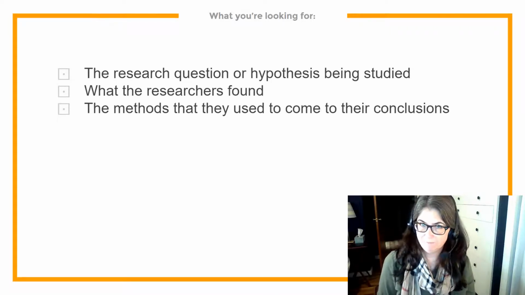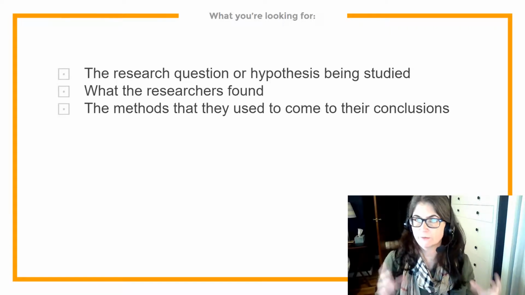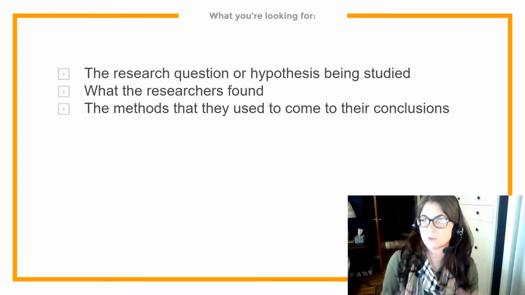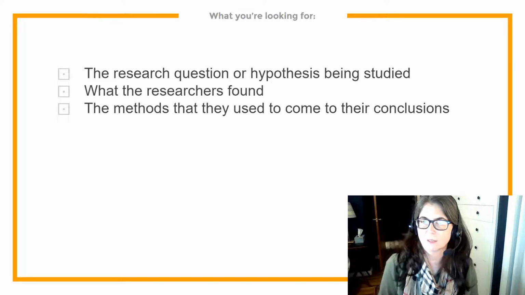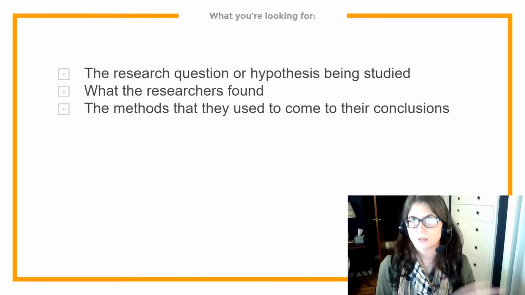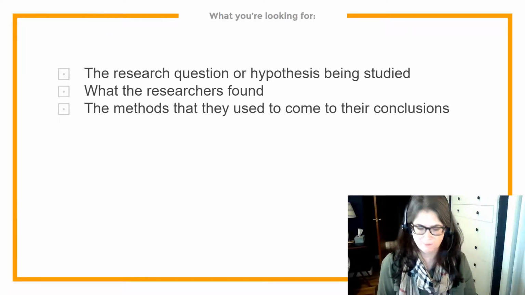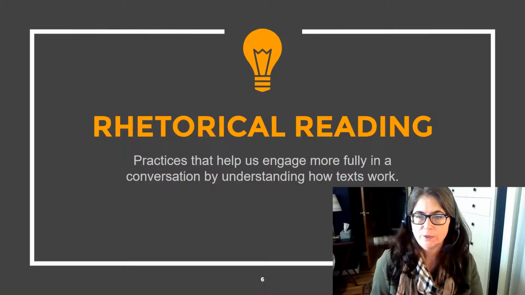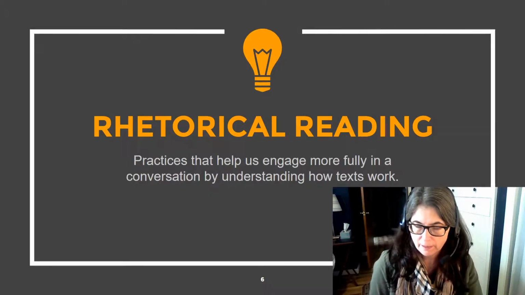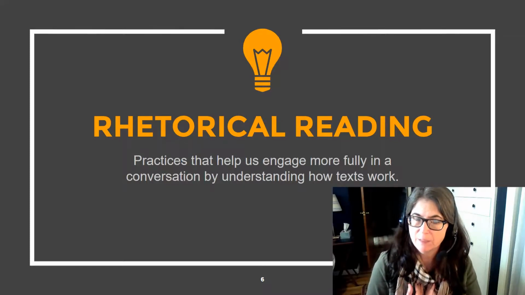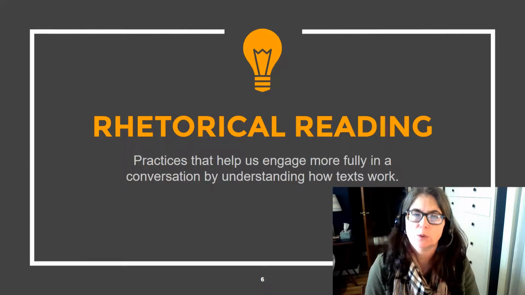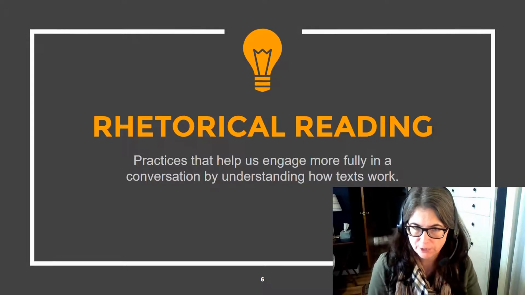That information, because a scholarly article follows a very precise structure, is going to be pretty easy to find. I'm going to tell you exactly where in the article you should look in order to find these three pieces of information. So in order to understand the scholarly article, and in order to get some useful information out of it that actually means something to us, we're going to employ rhetorical reading strategies.